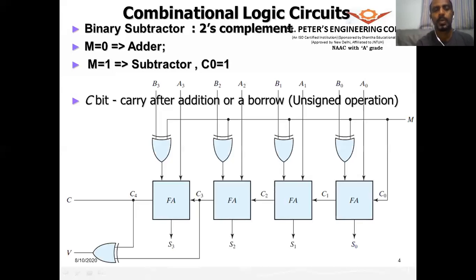Okay, so the V bit is used for the signed operation. So this circuit can be used for both binary subtractor and binary adder, for both signed numbers and unsigned numbers. All right. So this circuit will be used for the binary operation. And what method is used? It is using 2's complement method.